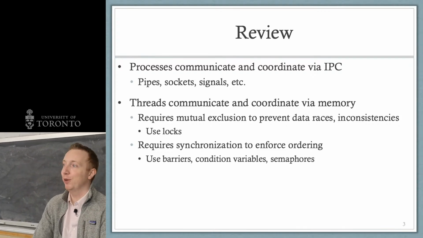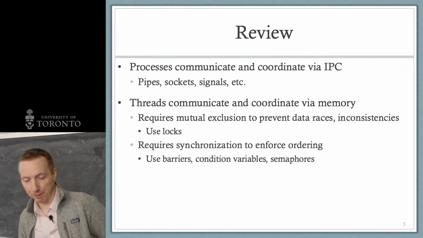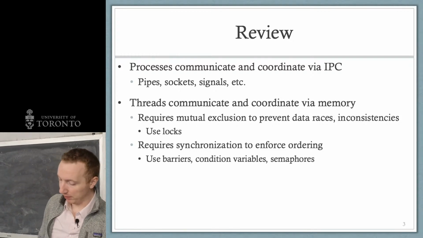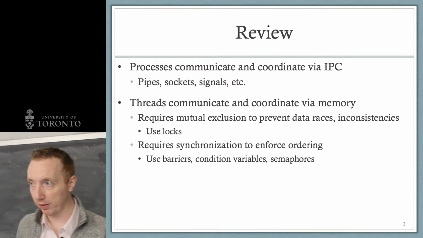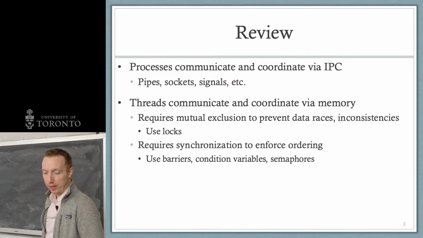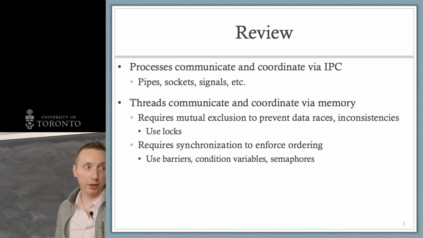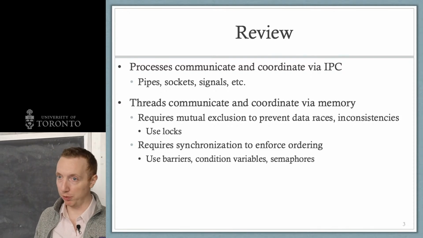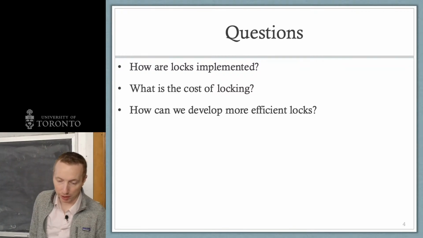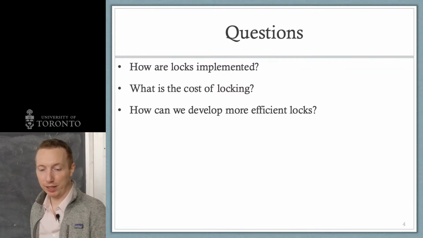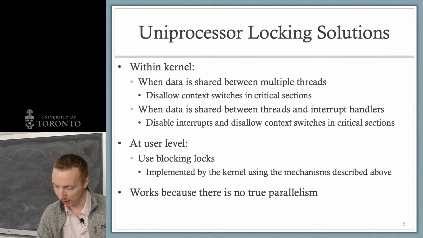If you need to review, a data race is two or more concurrent accesses to the same location where at least one is a write. If we have that, we might have data races, in which case we need to prevent them using mutexes and things of that nature. If we need to ensure ordering between threads, we can use barriers, condition variables, and semaphores. Use locks to ensure mutual exclusion. So, how are locks implemented? What's the cost of locking? And how can we develop more efficient locks? That's our topic for today.